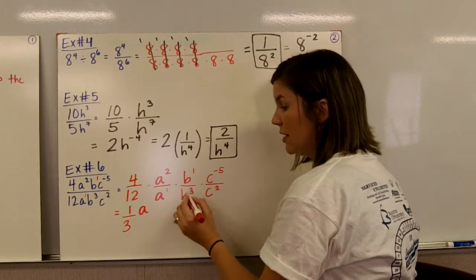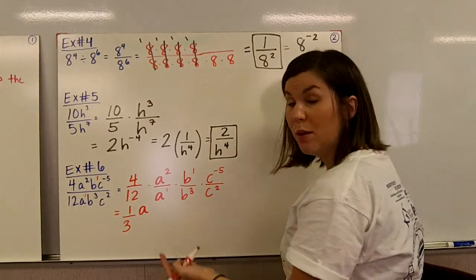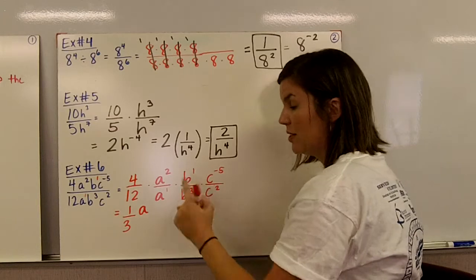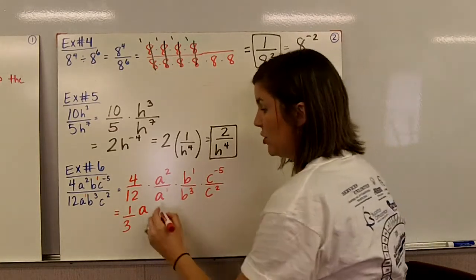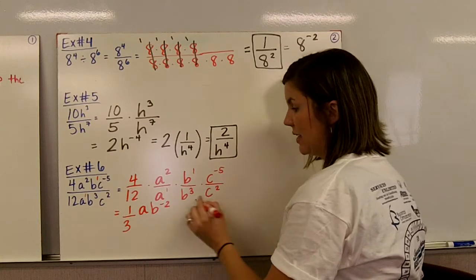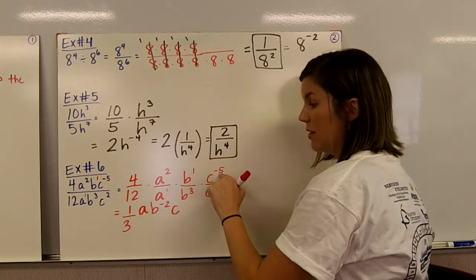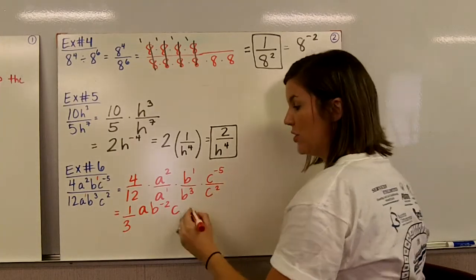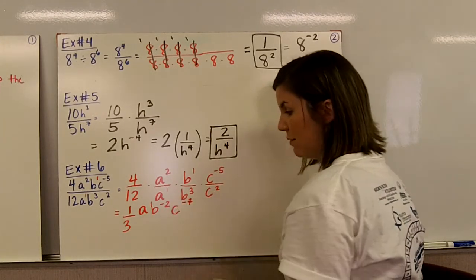B to the 1st divided by B to the 3rd. So I'm going to keep my base as B, and I'm going to subtract my exponents. 1 minus 3 is negative 2. So I have B to the negative 2 power, and C. C to the negative 5th divided by C to the 2nd. So negative 5 minus 2 is negative 7.